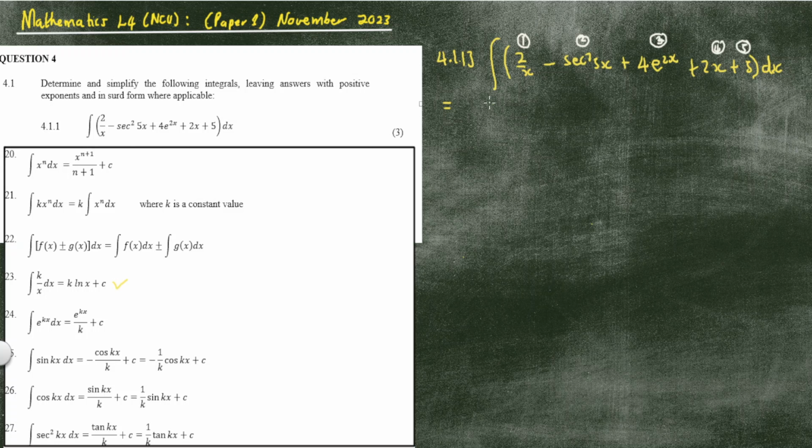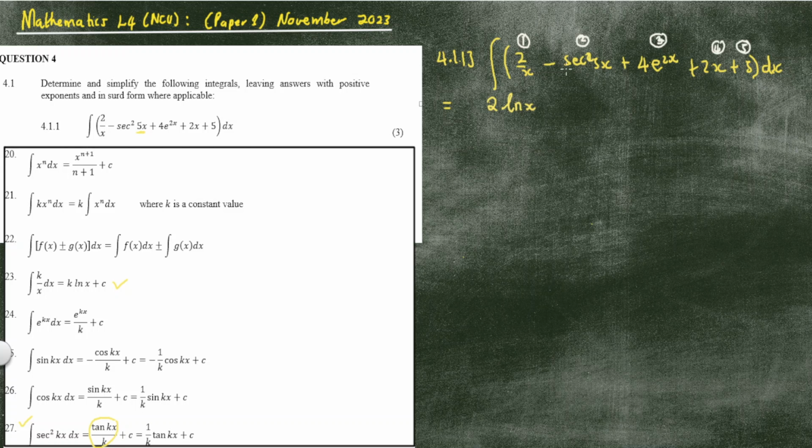So how do we get the integral for this one? It's going to be 2 ln x. And then for this one, sec squared 5x, where is that? 27. It's the integral of sec squared kx dx. It's actually tan kx over k, right? Now, the k is the coefficient of x. I have 5x here, so what is the coefficient of x? It's the 5. It's the k in this instance.